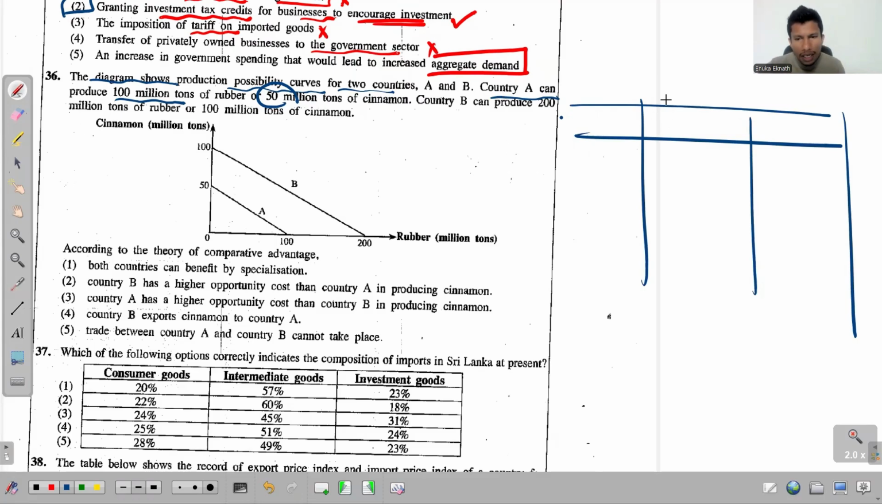So we have, let's say, country A, right? We have country A. Also, we have country B. So each country produces both cinnamon and then rubber. So cinnamon production in country A is 50, and then rubber production in country A is 100. In country B, cinnamon production is 100, and then rubber production is 200.